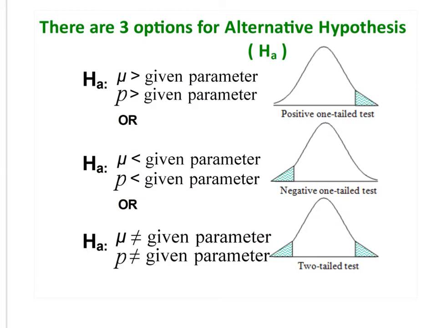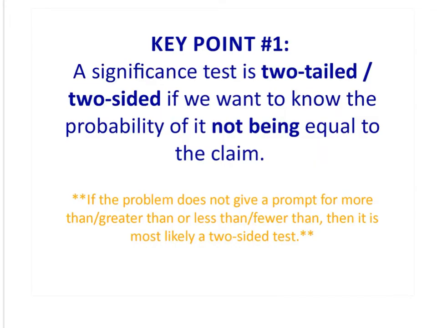So there's 3 types of alternative hypotheses. Your problem will prompt you onto which one to use. Which brings us to our first key point. A significance test is two-tailed, where we shade both sides, if we want to know the probability of it not being equal to the claim.